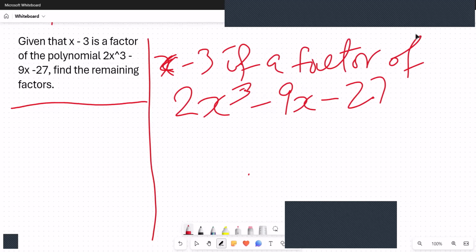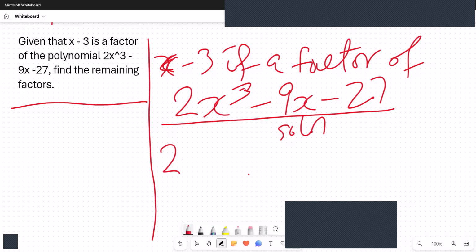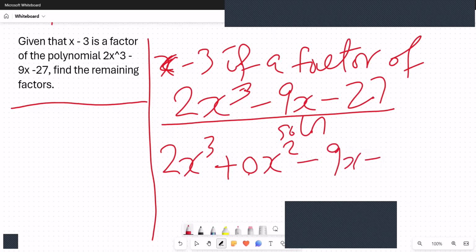So the first thing we want to do is rewrite the given. So I'm going to write solution. And then I want to write the polynomial in standard form. Make sure that everything is represented. There is no power of 2, so I will include power of 2. I want to make sure that all the terms are included because there's no power of 2 in the equation: 2x to the power 3 plus 0x squared minus 9x minus 27.